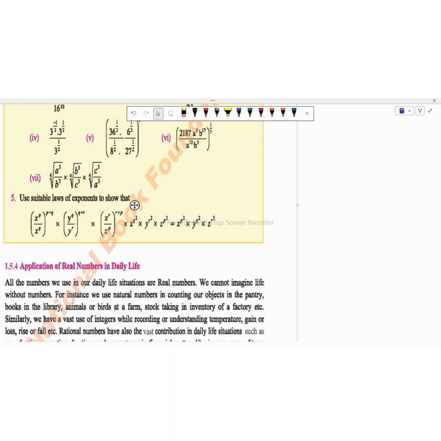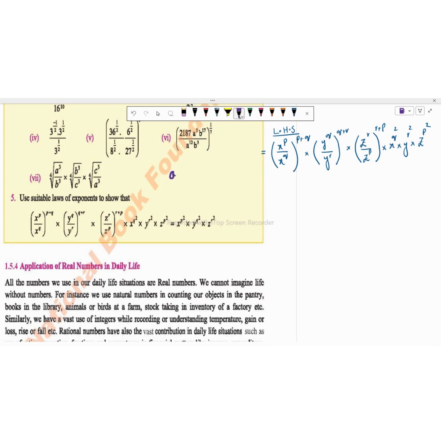So boys, you can see here they are saying: use suitable laws of the exponent to show that. So we have to prove something. First of all, I am taking the left hand side here. Now we will start solving the brackets. You can see here inside the bracket there is one quotient. So first of all, we will use the quotient law of the exponent.